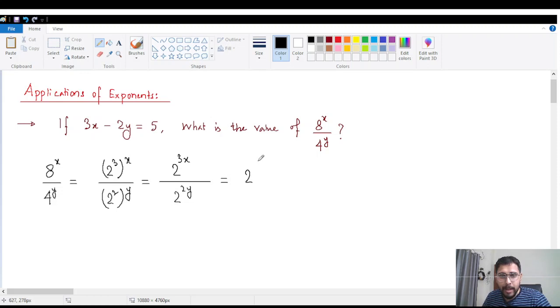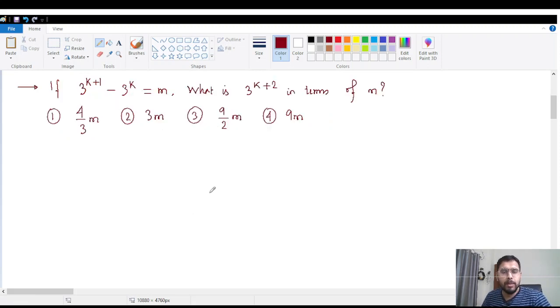So we will write 2 to the power of 3x minus 2y, and that will be equal to, now see, 3x minus 2y is giving you 5. So we can substitute 3x minus 2y equal to 5, and we get 2 to the power of 5, which gives us 32. So the answer to this particular question is 32. I hope you have got this process, how we have explained this. Let us take another question.